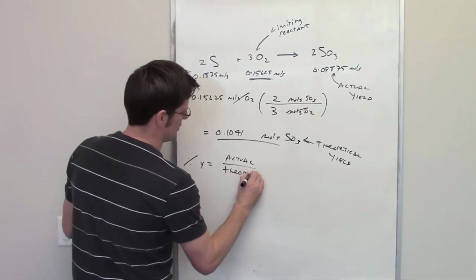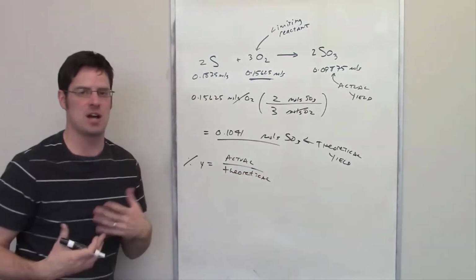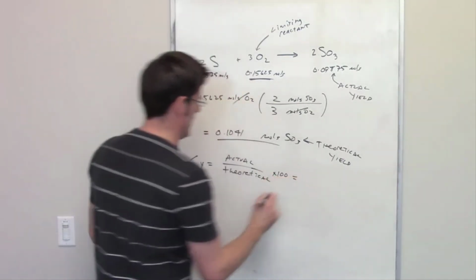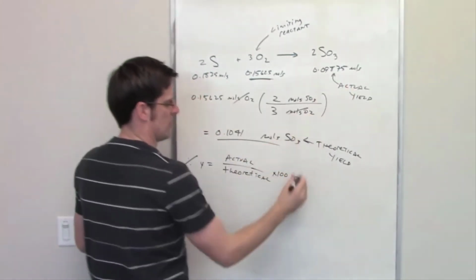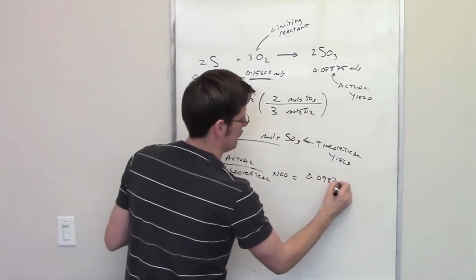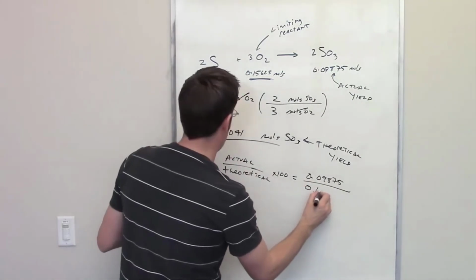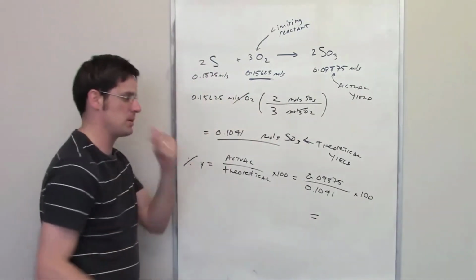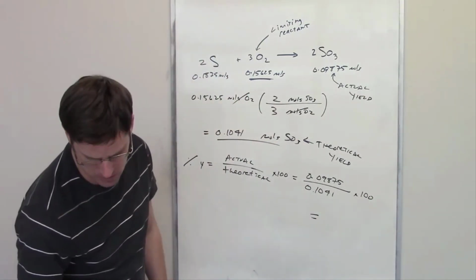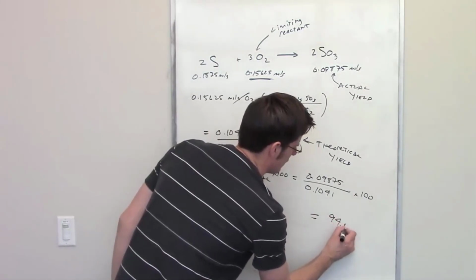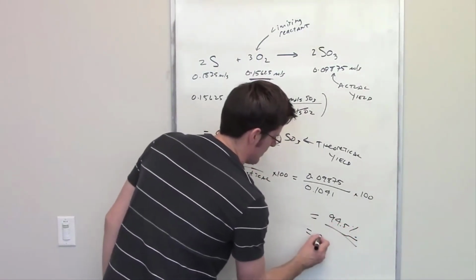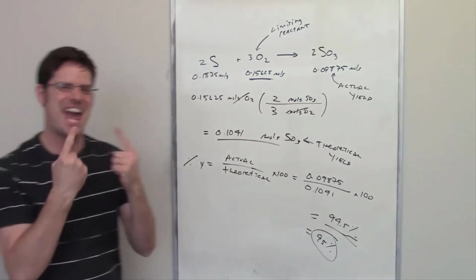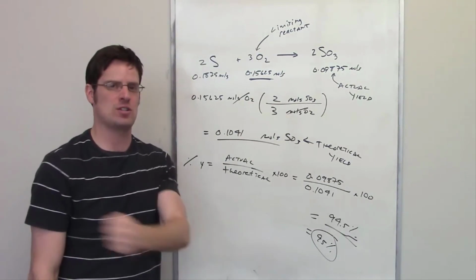It's just like a grade on an exam. If my theoretical grade on an exam is 100%, but I got a 95, I just take one divided by the other, times it by 100 to get the percent. So actual here is up here. That's how much I actually got. It's 0.09875. Theoretical is 0.1041. I times that by 100, and that should tell me my percent yield. And that percent yield I did earlier comes out to be 94.5. Now if I round for the proper number of significant figures, that translates to 95%, which is one of the options in this multiple choice question. That is how you do a percent yield question.